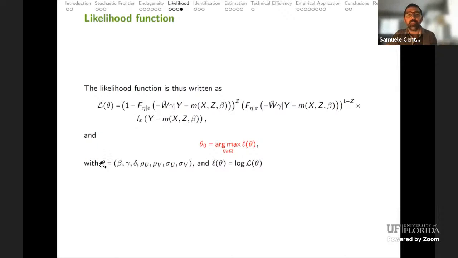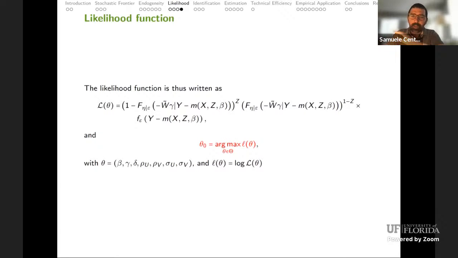So my parameters here are, remember, beta and delta, which are the first step parameters, gamma, which is the parameter of the assignment mechanism, and then all these dependence parameters, rho v, rho u, the variance of the inefficiency component sigma u, and sigma v. So the log likelihood function is the log of this. I'm maximizing this with respect to the parameter theta, and this is, again, very standard. I'm going to get the likelihood function.